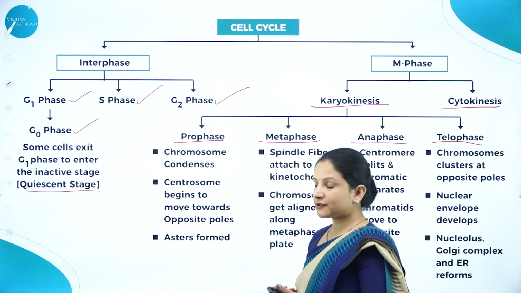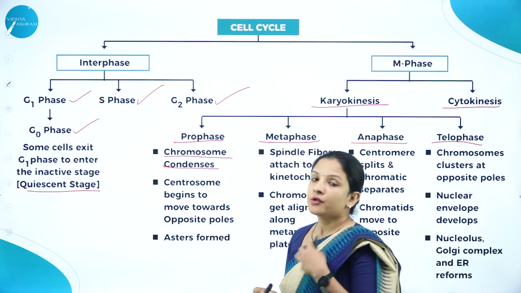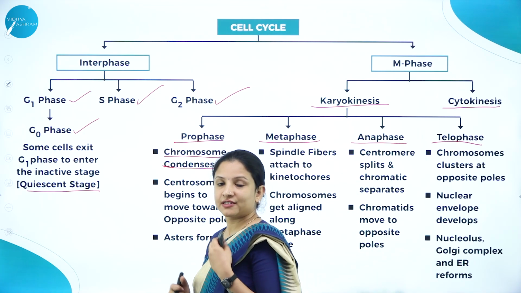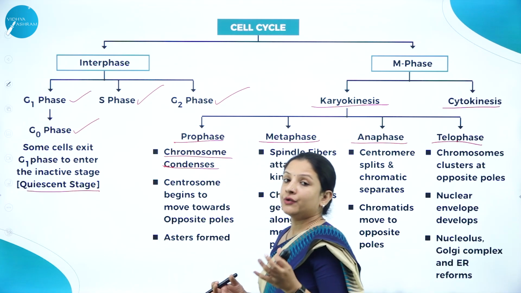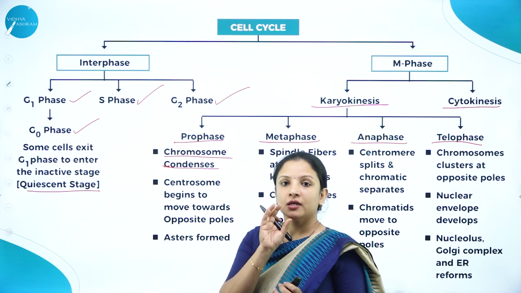Now in prophase, what happens is the condensation of the chromosomes. Usually the chromosomes, before entering into the mitotic phase or the prophase, are thread-like with haphazard distribution. Those thread-like chromosomes now start thickening and condensing in size.